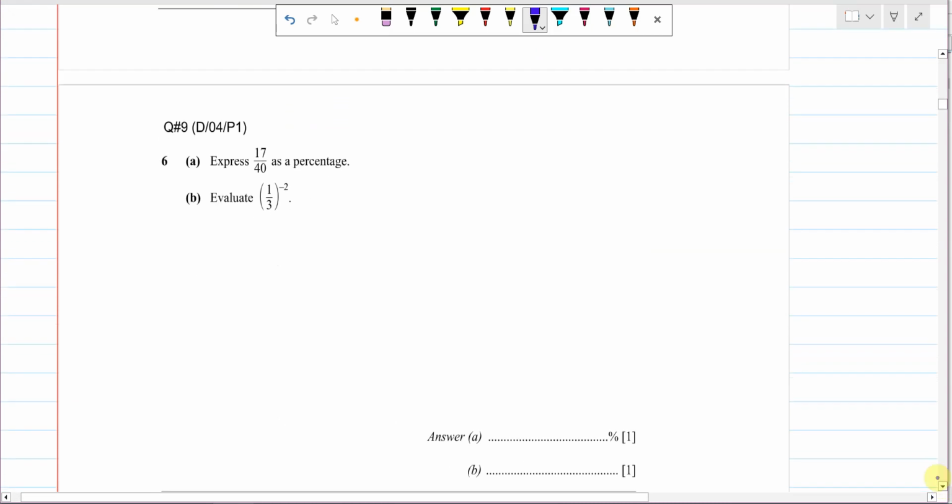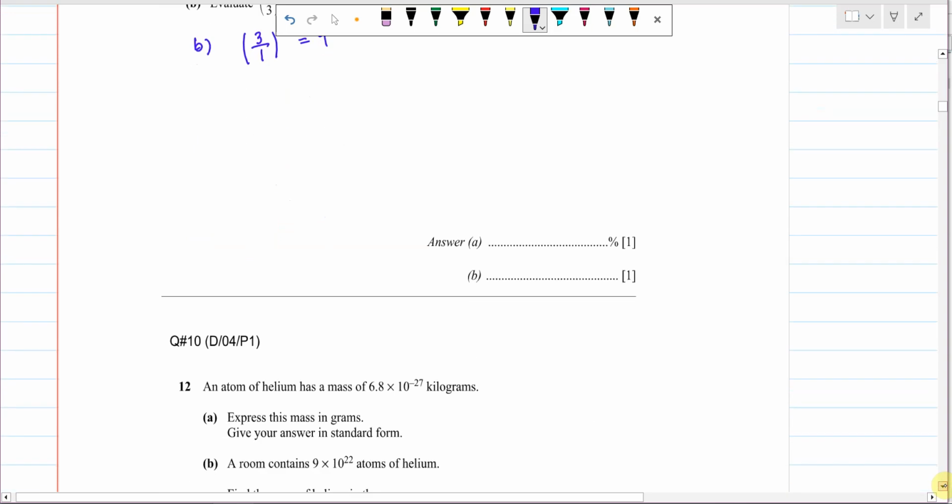Alright, 9 part B. It says 1 upon 3 to the power minus 2. Whenever you have negative powers, you need to reciprocate the function, so that will be 3 divided by 1 and the power will be 2. So 3 square is 9 and that is your answer. Next one.